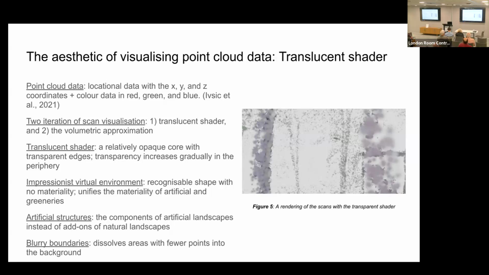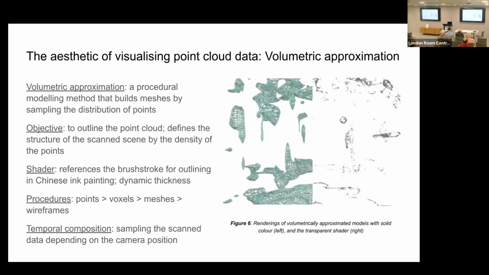And it also allows me to blend the end of the scan and blur its boundary in order to dissolve the areas with fewer points into the background, which are pretty empty, as you can see. And the second iteration is the volumetric approximation. It is a procedural modeling method that builds meshes by sampling the distribution of the points in the point cloud. The objective of this is to better define the structure of the scans, because those point clouds are actually quite hard to define.